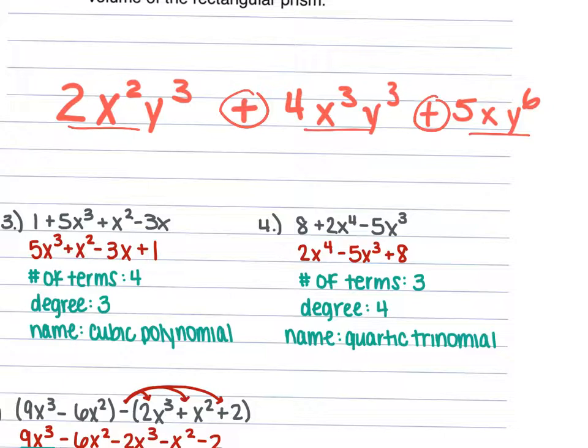Somebody just throw it out there. You don't have to raise your hand. Okay, so 5x y to the 6th power. What is the degree of just that piece right there? 7. Why is it 7 and not 6? Because the x has a 1 on it.